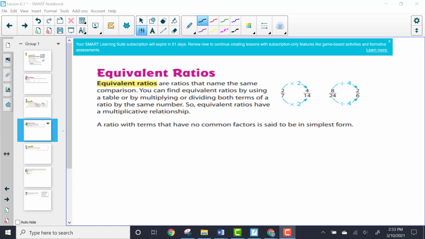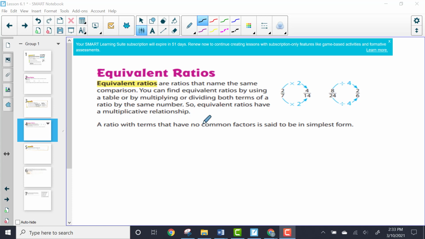All right, now let's look at page 151. We're going to look at equivalent ratios. Equivalent ratios are ratios that name the same comparison. You can find equivalent ratios by using a table or by multiplying or dividing both terms of a ratio by the same number. That's the key point. It has to be by the same number. So equivalent ratios have a multiplicative relationship.